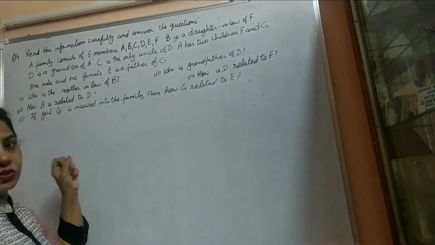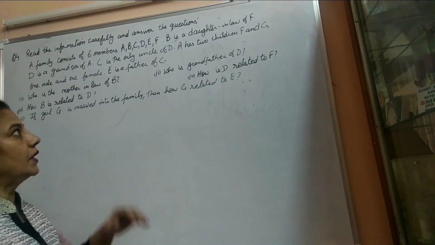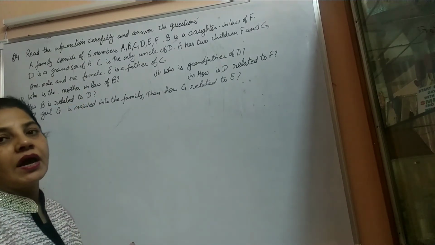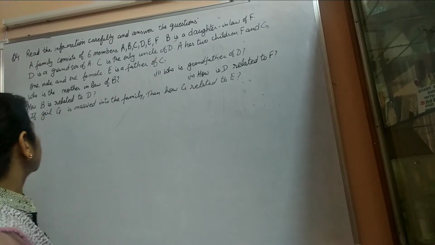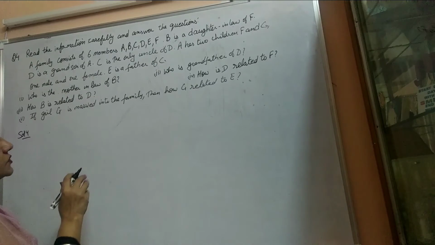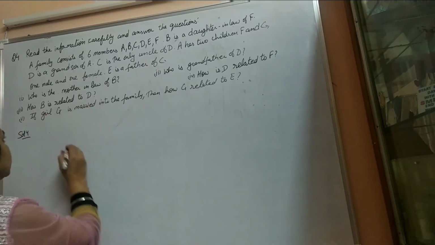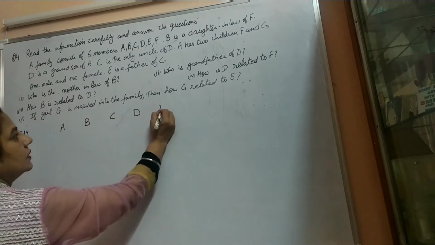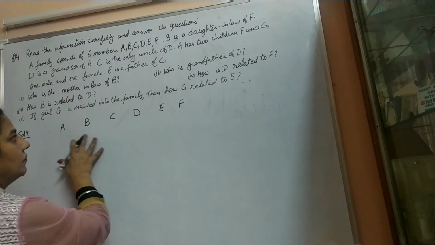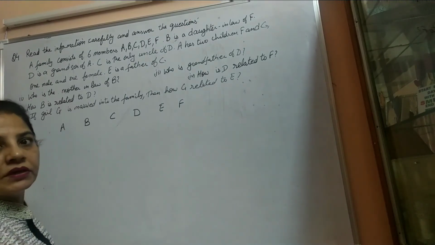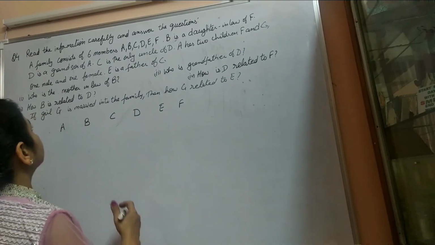Before we answer these questions, it is very important to understand what information is given to us in the question, and then make a family tree. So first of all, since I have 6 members, A, B, C, D, E, F, I will find out the gender of all these 6 members so that it will be easier for me to make a family tree. Let us proceed with this.